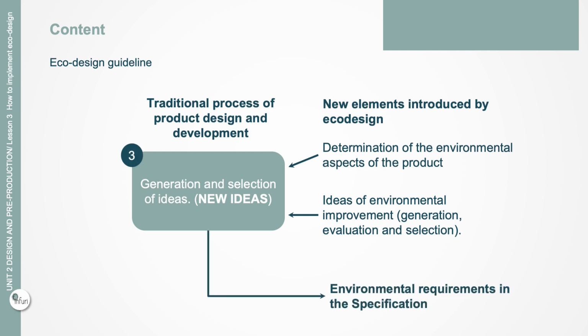What are the environmental aspects of the product and why is it important to identify and prioritize them? An environmental aspect according to standard ISO 14001 is an element of the activities, products or services of an organization which can interact with the environment. It is therefore directly associated with the product.